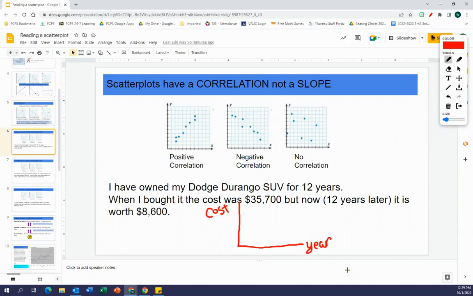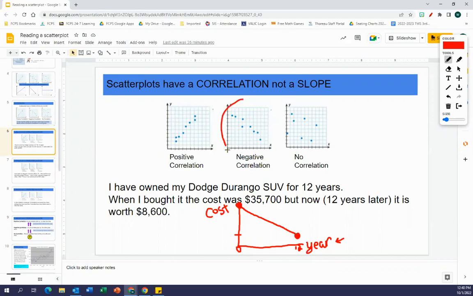And the reason I chose that is because years is independent. It's what's causing the cost to change. So at year 0, when I bought the car, it was expensive, right? It was $35,700. But in year 12, it's not that expensive anymore. It's about $8,600. What's going to happen as I connect those dots?